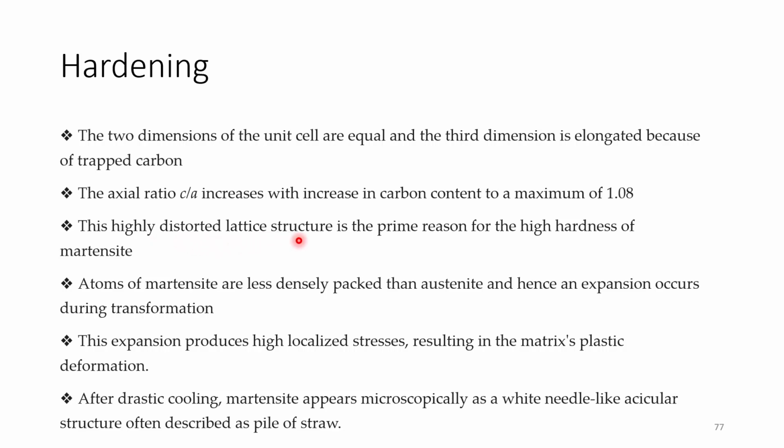The highly distorted lattice structure is the prime reason for the high hardness of martensite. Atoms of martensite are less densely packed than austenite, and hence an expansion occurs during the transformation. This expansion produces high localized stresses, resulting in plastic deformation of the matrix. After drastic cooling, martensite appears microscopically as a white needle-like acicular structure, which is often described as a pile of straw.